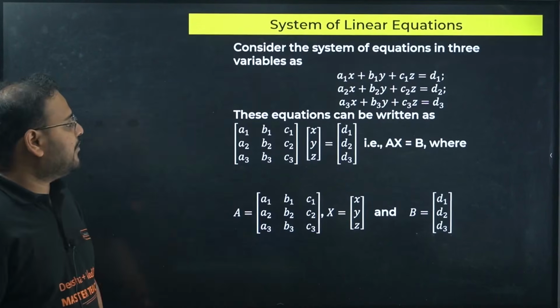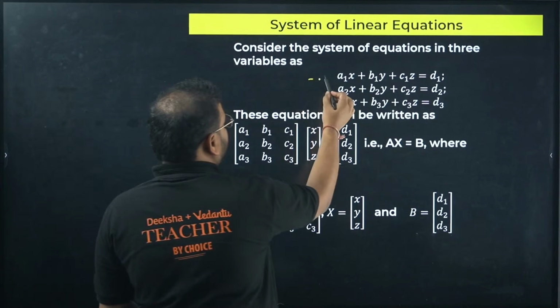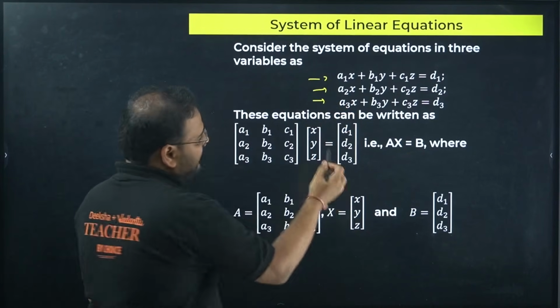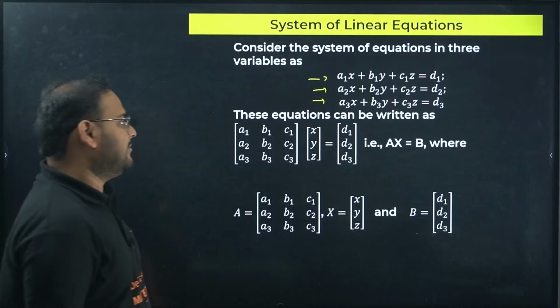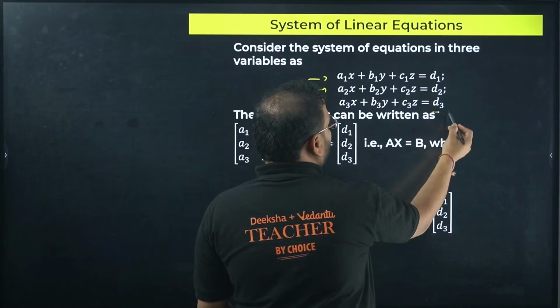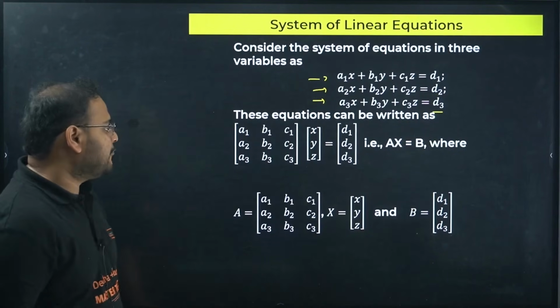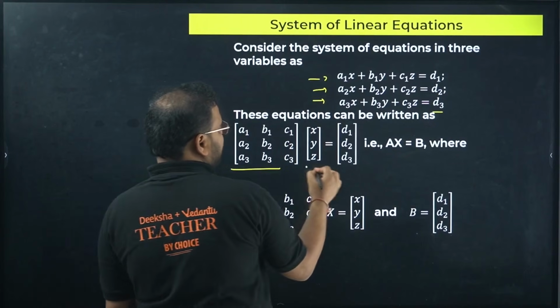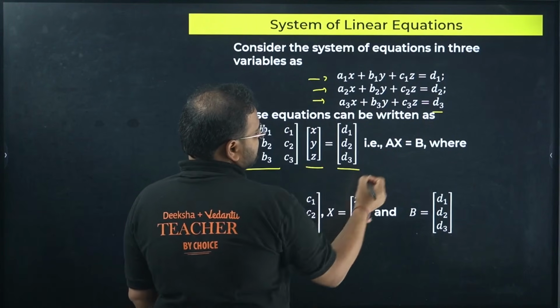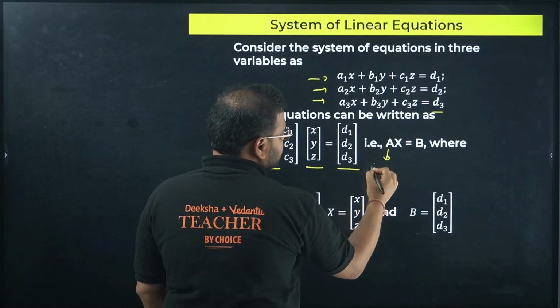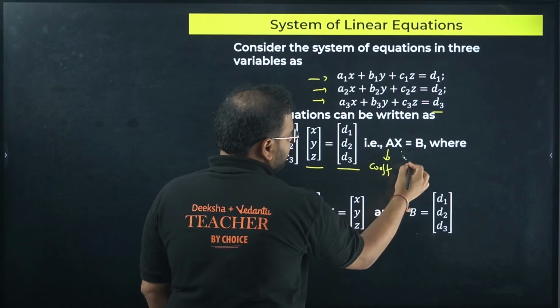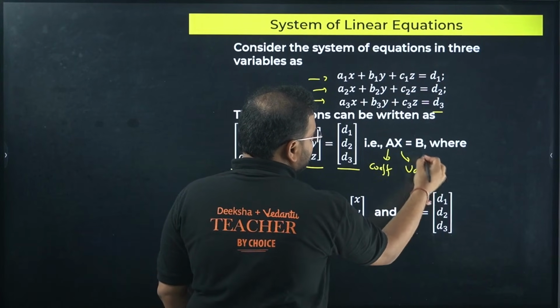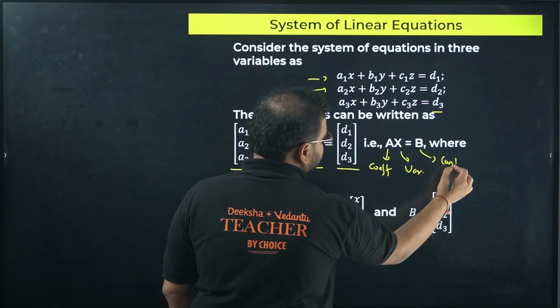Here it is. If you have 3 equations, a1 x, b1 y and c1 z and so on, 2 more in the same variables x, y, z, and d1, d2, d3 are the constants on the other side. Okay, you can form this condition: the coefficient matrix, variable matrix and the constant matrix. This is your coefficient matrix, this is your variable matrix, and this is your constant matrix.